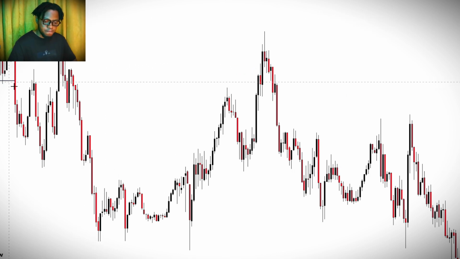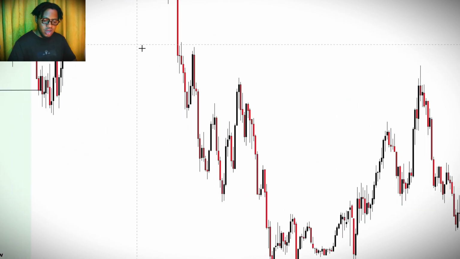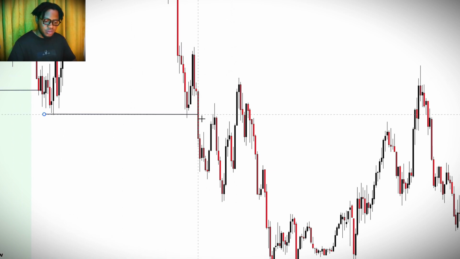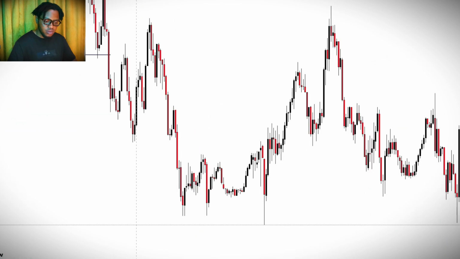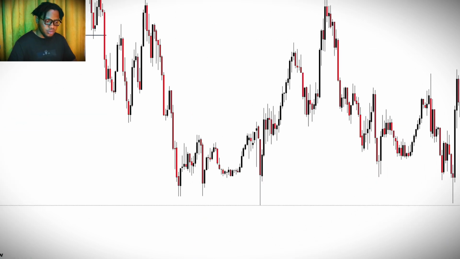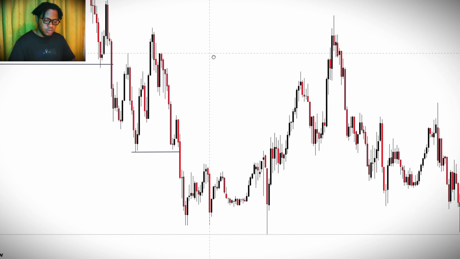All right, so clearly after doing my market structure analysis, my top down analysis, I knew that the market is bearish. So as the market is bearish, I had this break of structure right here. Also, right here. So after this break of structure, I knew for a fact that price is going to retrace.